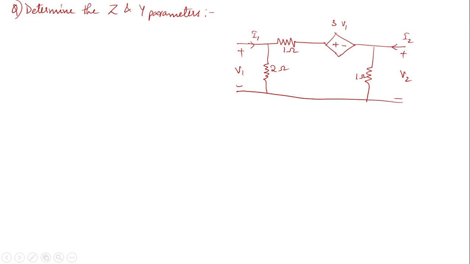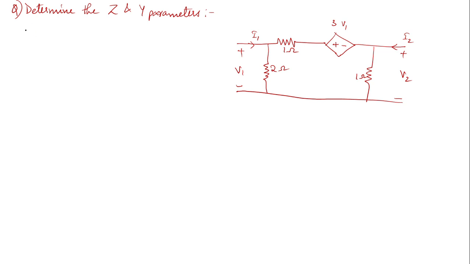Today we are going to find out how to calculate the parameters in circuits containing dependent sources. There isn't much difference, you have to do it as normal. We can just see this particular problem over here. You need to find out the Z and the Y parameters in this problem.